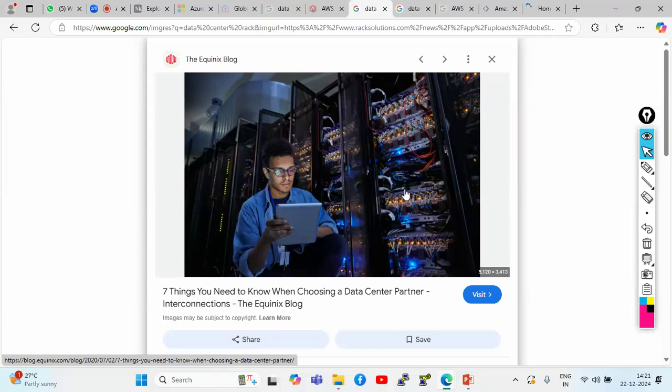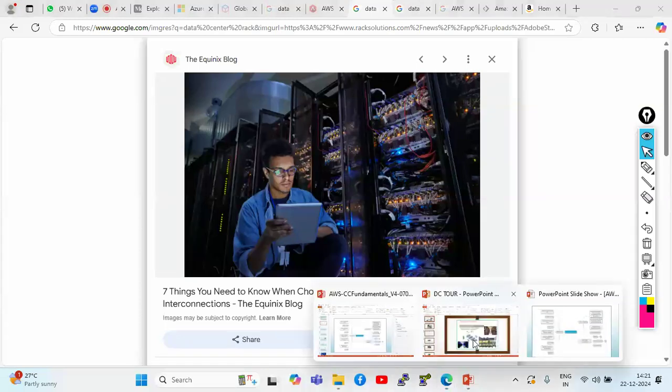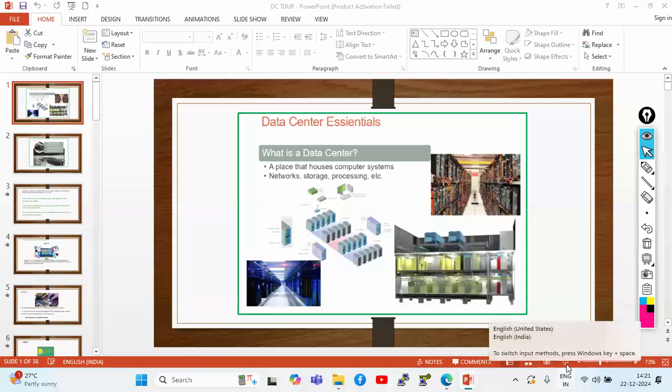So this is what a data center is. A data center holds a key component of IT infrastructure. It could be an Amazon data center, or an IBM data center, or a Google data center. Every data center will look like this. Now I'll quickly take you through what a data center is.